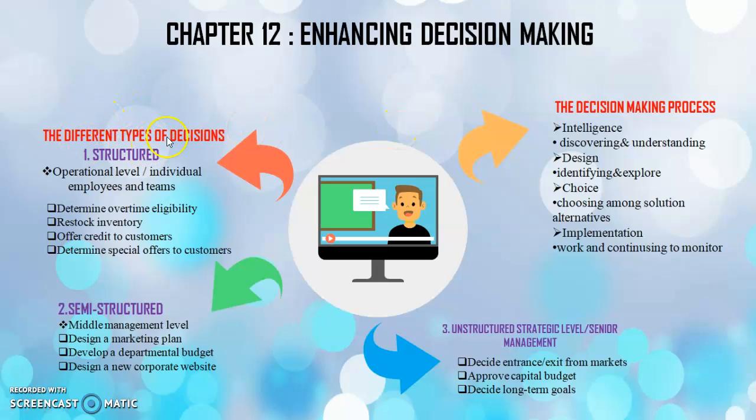The different types of decision. There are three types of decision. First, structured. Second, semi-structured, and third, unstructured, strategic level. For structured, this is mainly for the operational level, individual employees and teams.